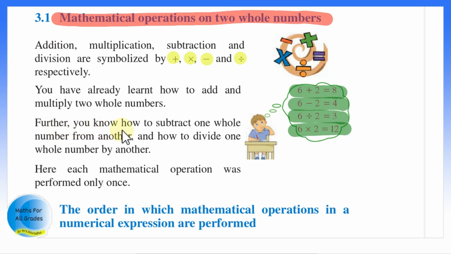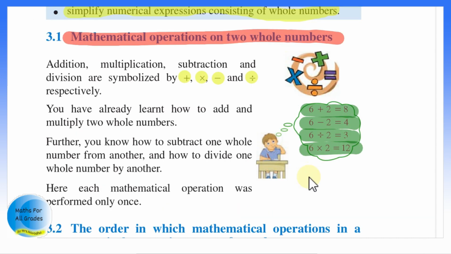Let's read further. You know how to subtract one whole number from another and how to divide one whole number by another. We just did that here. Here each mathematical operation was performed only once. Yes, here you can see only addition. Here only subtraction. Here only division. Here only multiplication. So notice that in each of these expressions, the mathematical operations were performed only once. In this lesson, we discuss how to solve numerical expressions with more than one mathematical operation.